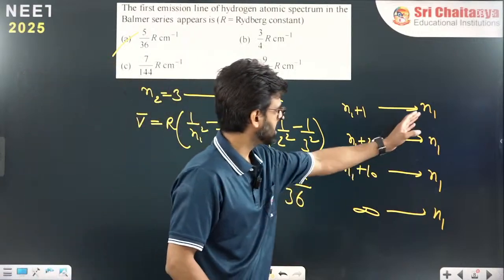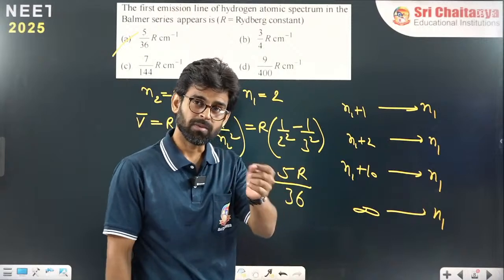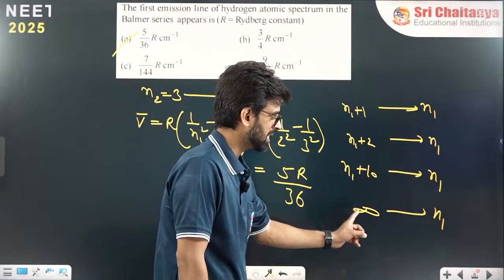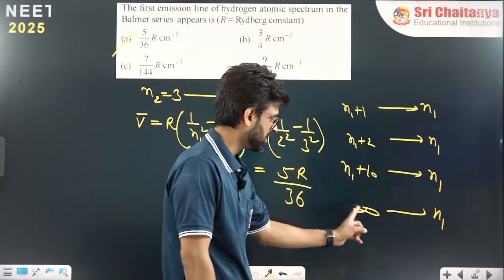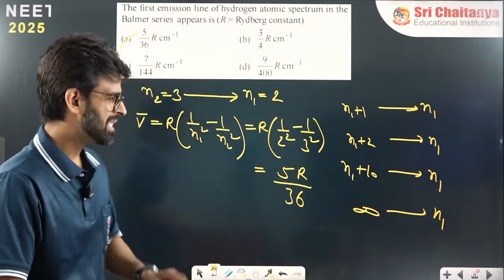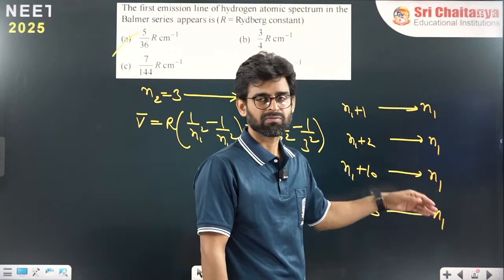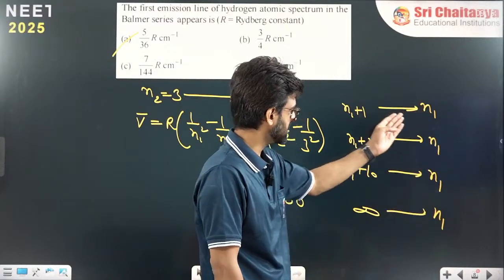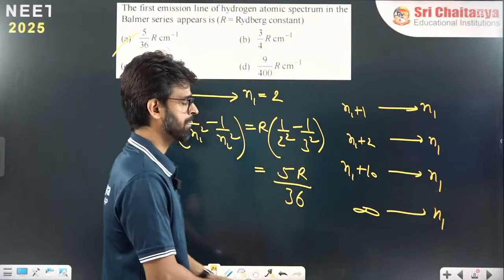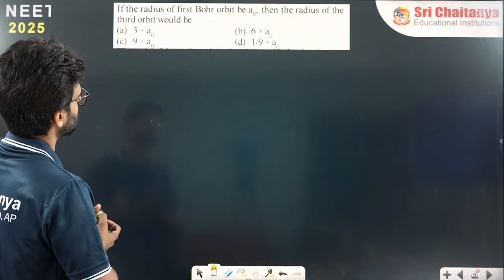First line means jumping just above. Like for Balmer, 3 to 2 is the first line. Whereas for Balmer, if I say the limiting line, I will say infinity to 2. Okay? The base you can decide, the element you can decide by which series it belongs to. And for first, second, third line you have to add something to the base number to get the higher n2 value, right? Okay, that's it. Now, the next thing is the radius of first Bohr orbit they gave as a naught, then the radius of the third orbit.